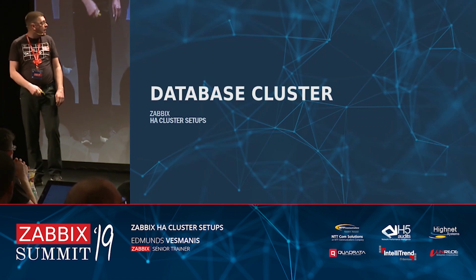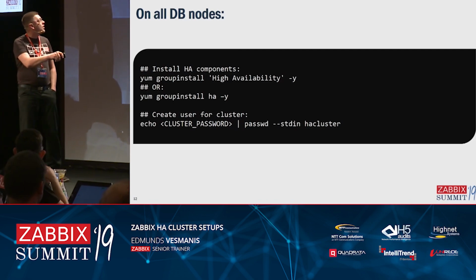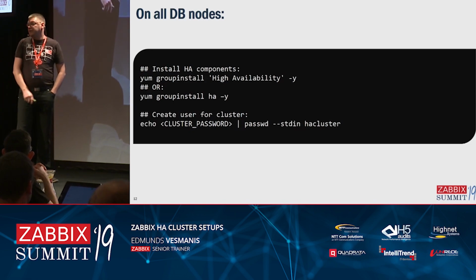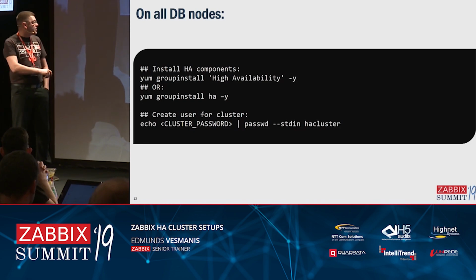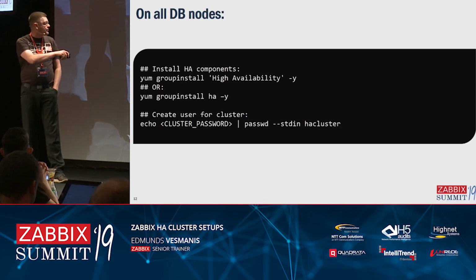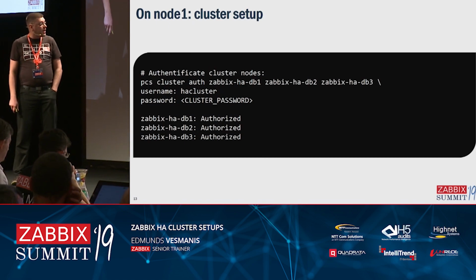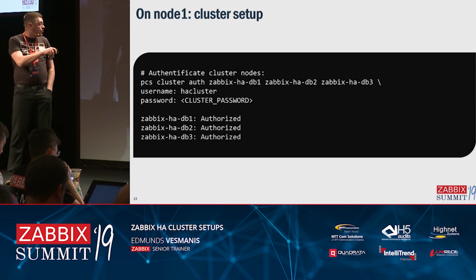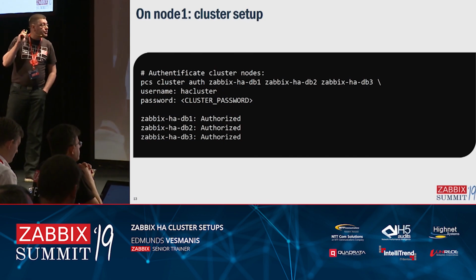So let's go on, and let's start with the DB cluster. The basic thing is we can use high availability. So yum group install high availability -y, we get it all. Or just group install HA -y. Then we need to create a user called hacluster with our very secure password, of course. And when it's done, on every node, we can authenticate our nodes. Again, we're using the same password. We see that all nodes are authorized, and we are ready to proceed.